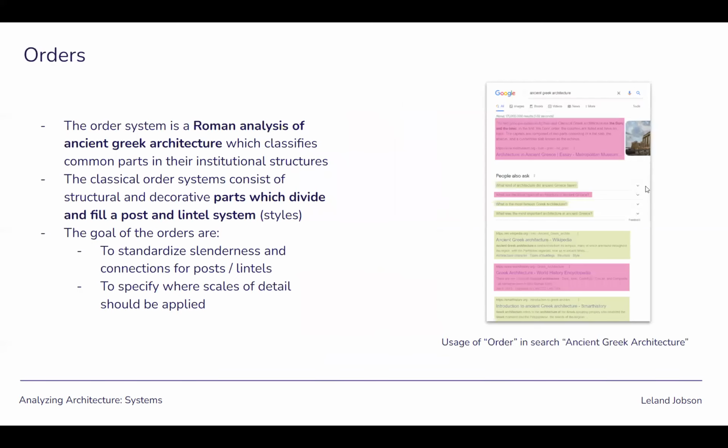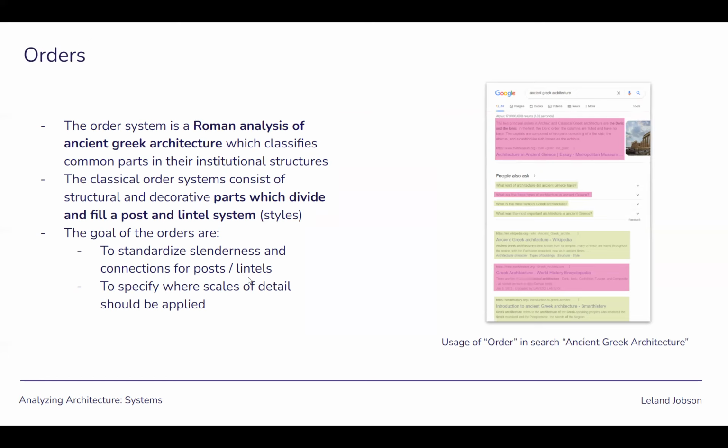So orders. Orders refer to something very particular in architecture, which is the Roman analysis of ancient Greek architecture. In fact, when you Google ancient Greek architecture, I just highlighted in red the usage of the word order. When the Greeks made buildings, they didn't really think that what they were doing was making orders. All this is an analysis done in the future. So it really is true that the people that write the history books have the control.